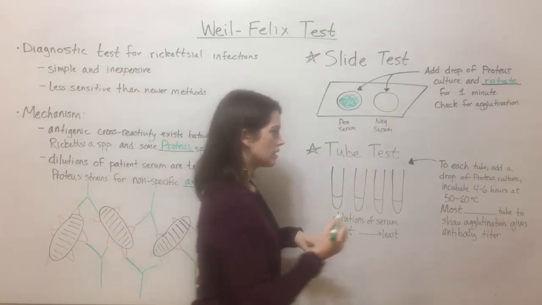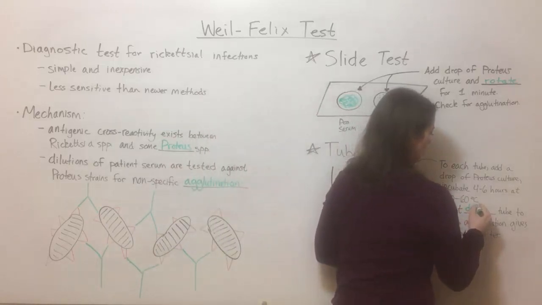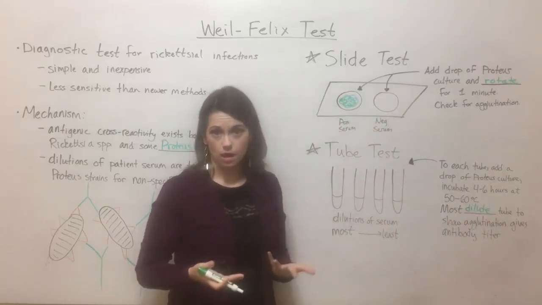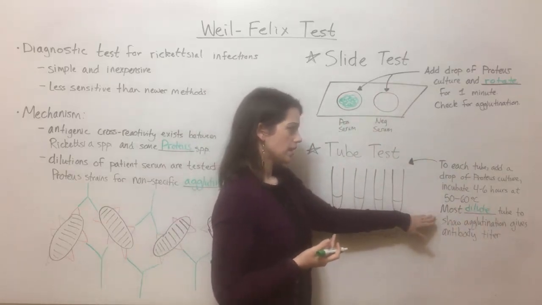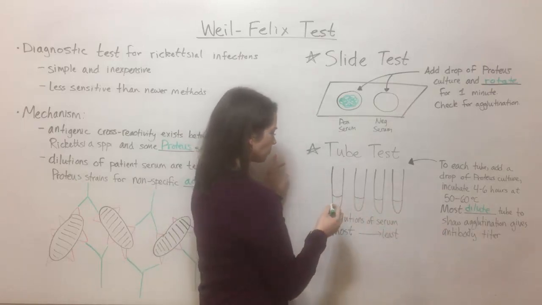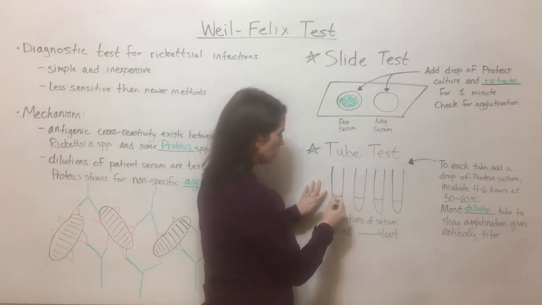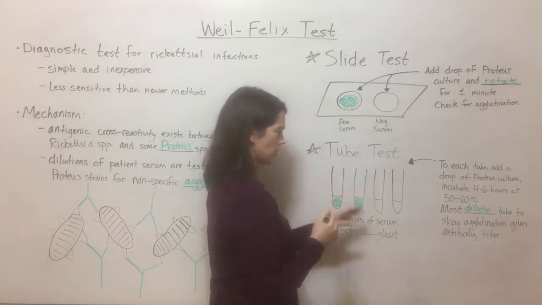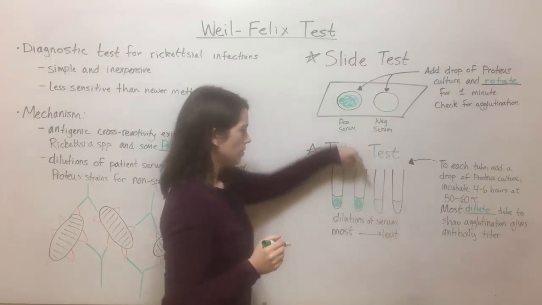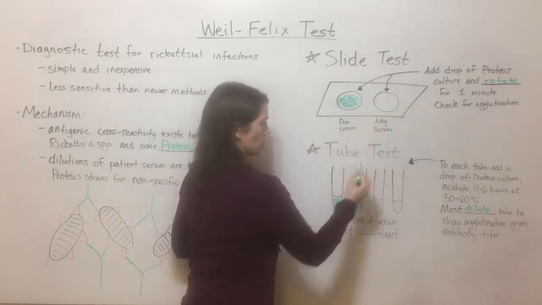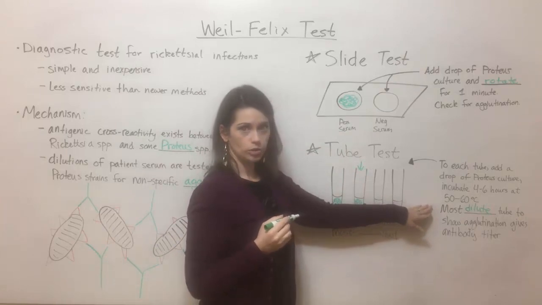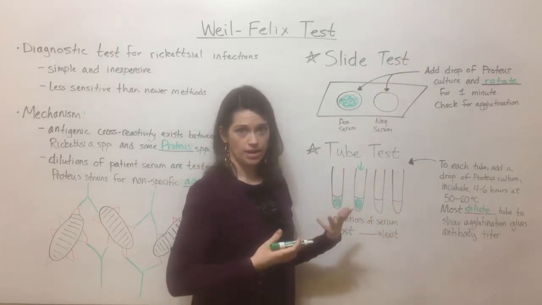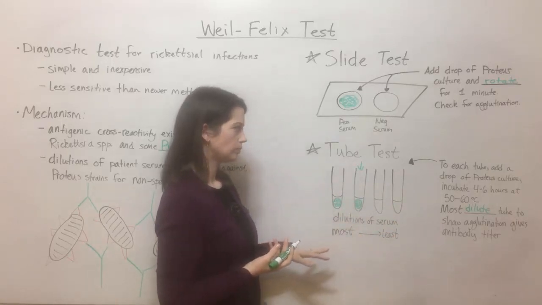The most dilute tube, meaning the least concentrated tube that shows the agglutination, gives the antibody titer. So if you look, and this is the most concentrated and it's got agglutination, and this is the second most concentrated and it's got agglutination, but there's no agglutination here, then this tube right here would be the most dilute tube to show the agglutination, and you would look back at what the dilution was, and that would help you to determine the antibody titer.